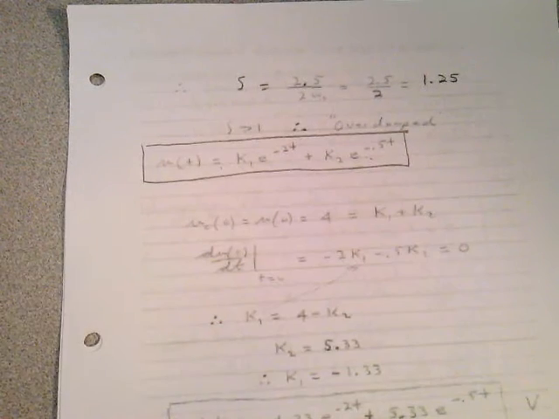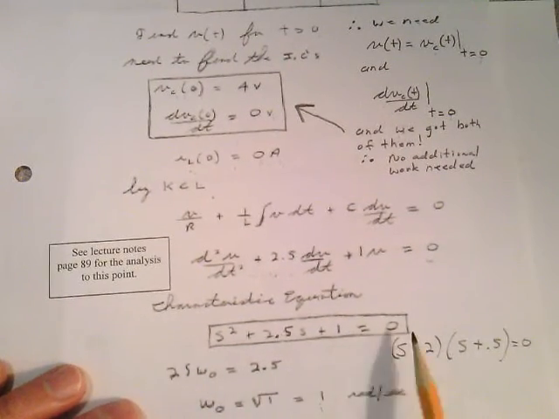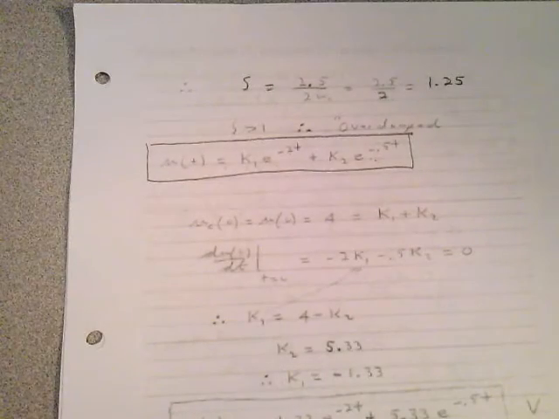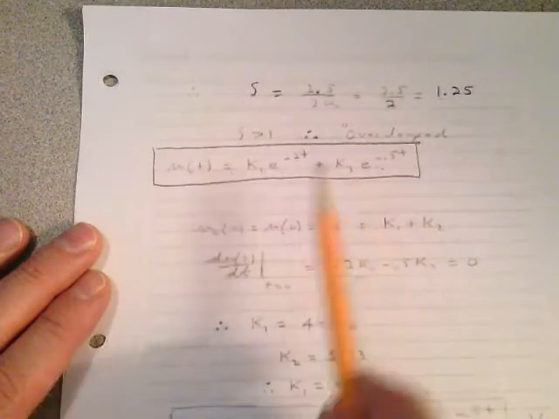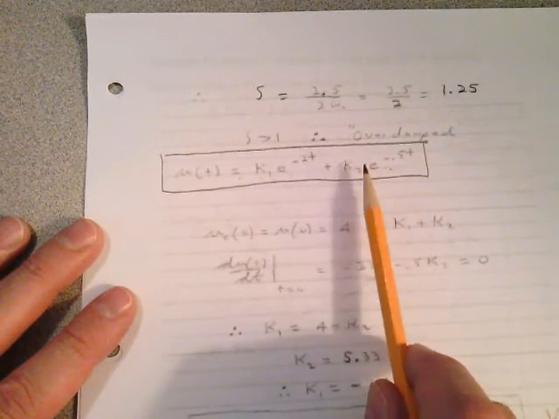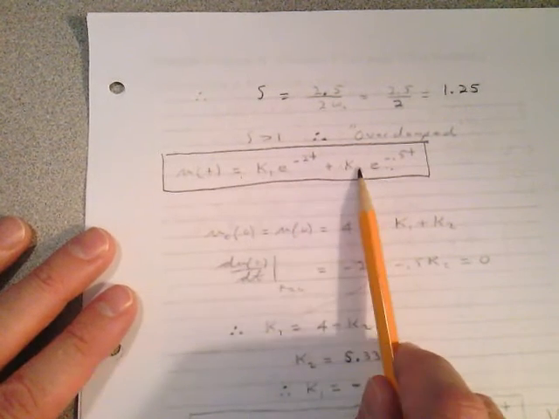Now, not all of them are easy to do like that. I mean, not all of them are going to be that easy. So just go through this procedure here to find omega 0 and zeta, and you're going to end up with the same result. So now what you have to do is use the initial conditions to evaluate for K1 and K2.